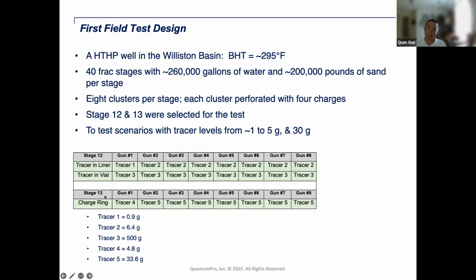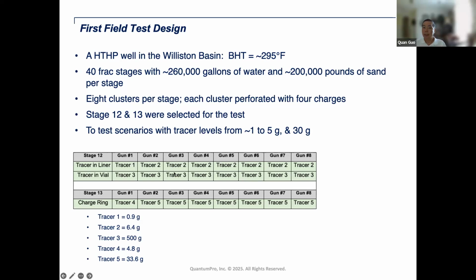So for stage 13, all the guns we loaded with regular charges. These charges contained no tracer in the charge liners. So what we did was to put a 3D printed tracer infused ring in front of the charge. This way we can put a little bit more tracers per charge without affecting the charge performance. So for gun 1, we have about 5 grams of tracer. And in gun 2 to 8, we have about 34 grams of tracer.